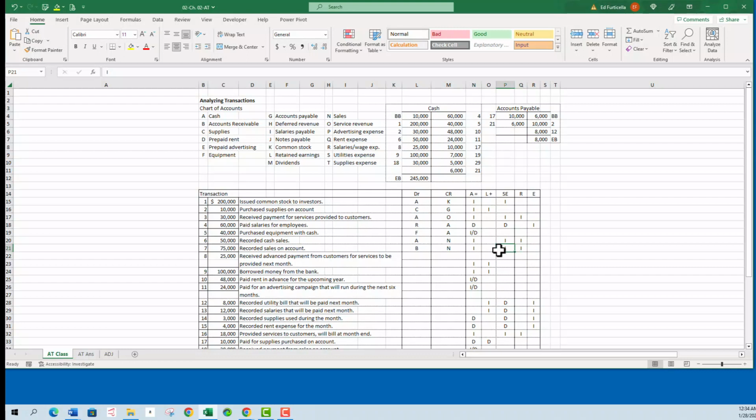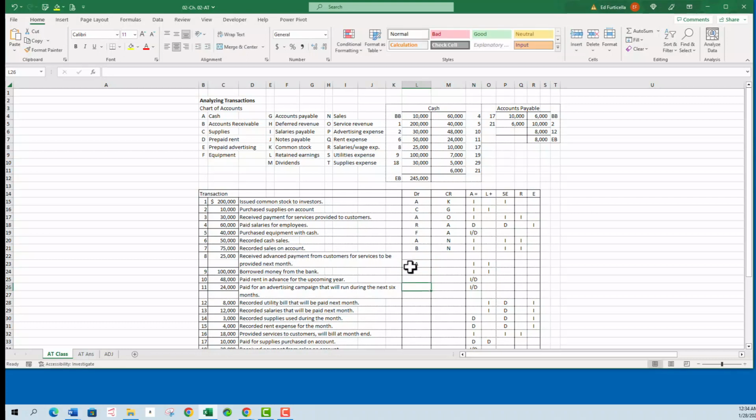Number 8 says received advance payment from customers for services to be provided next month. So in this problem, the two accounts involved are cash and deferred revenue. Cash is involved because it says receive payment. Anytime it says receive payment, that means cash is going to increase.